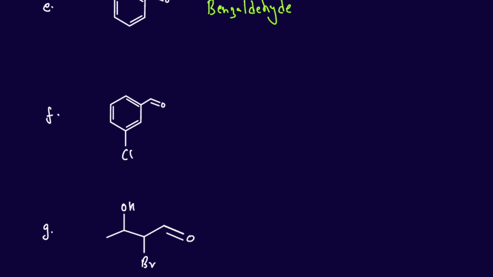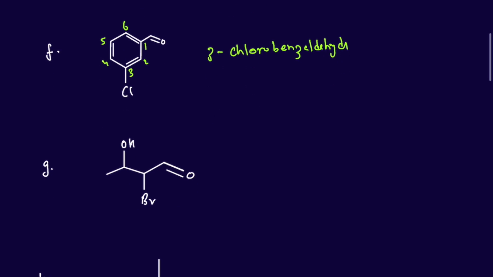So when I number this, I would start from wherever that aldehyde group is attached. That's going to be 1, 2, 3, 4, 5, and 6. So on the third position, I have this substituent. So I can call this 3-chlorobenzaldehyde. Okay, so that's how you name that.